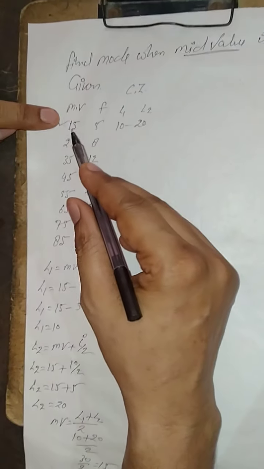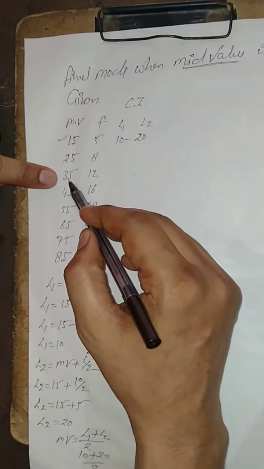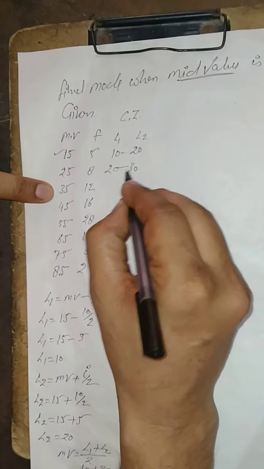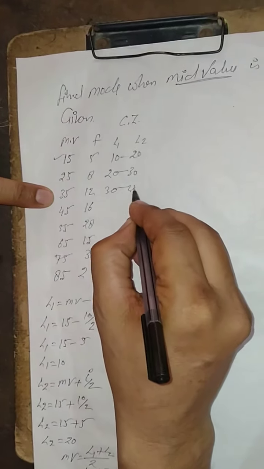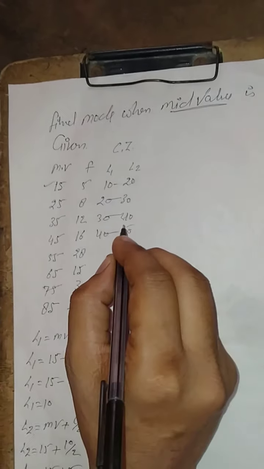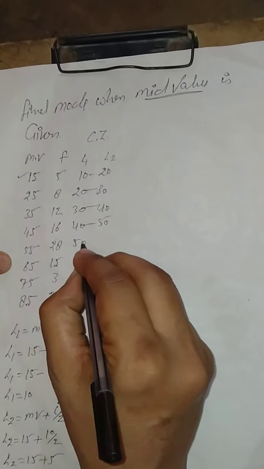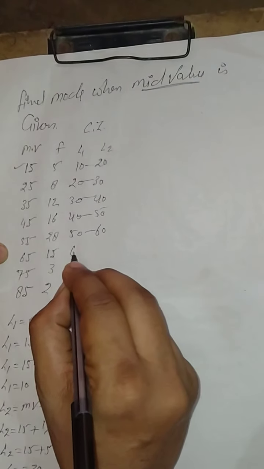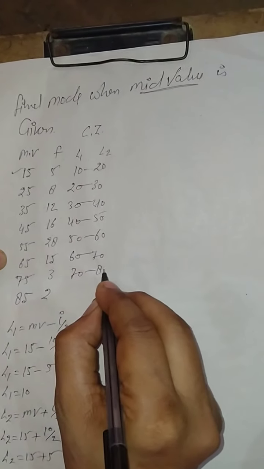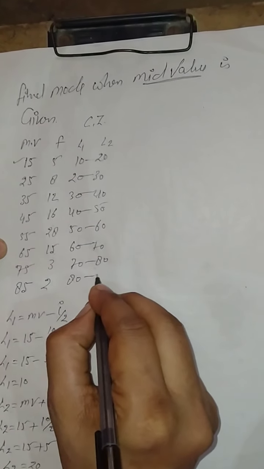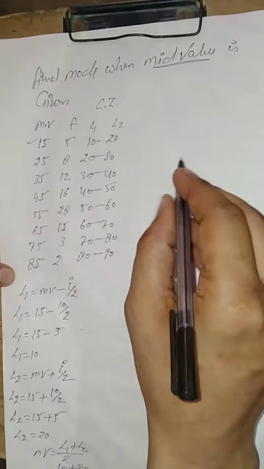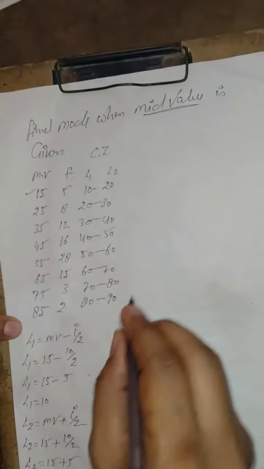After that you will check the distance. How much distance? 10, then you will keep adding 10: 20, 30, 40, 50, 60, 70, 80, 90. Clear? After that you will apply the formula.